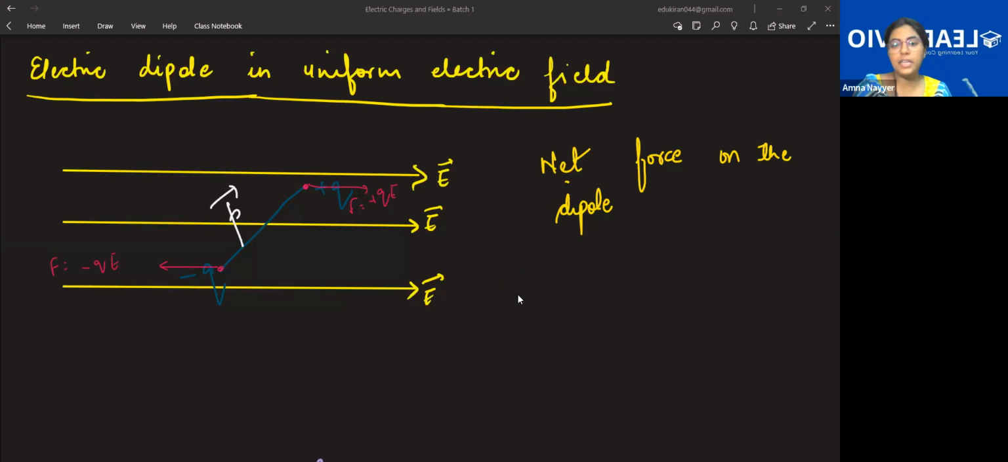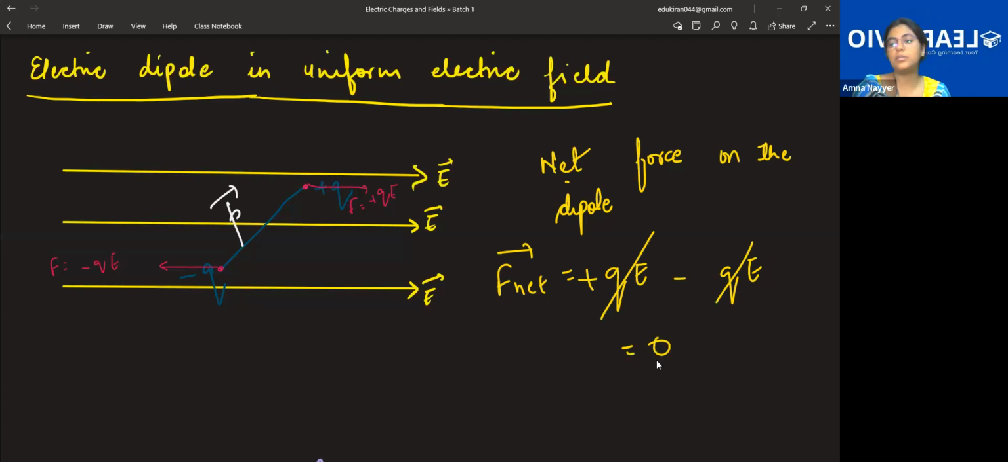The reason is, when we calculate the net force, what is the force here? Plus QE. What is the force here? Minus QE. Why minus? Not because of the sign of the charge, but because we take the magnitude, and these are in opposite directions. So when you subtract them, it becomes 0. Your F net is 0. That's why the dipole is not moving forward. Otherwise, the dipole would have moved forward also. The dipole is just rotating at its place.